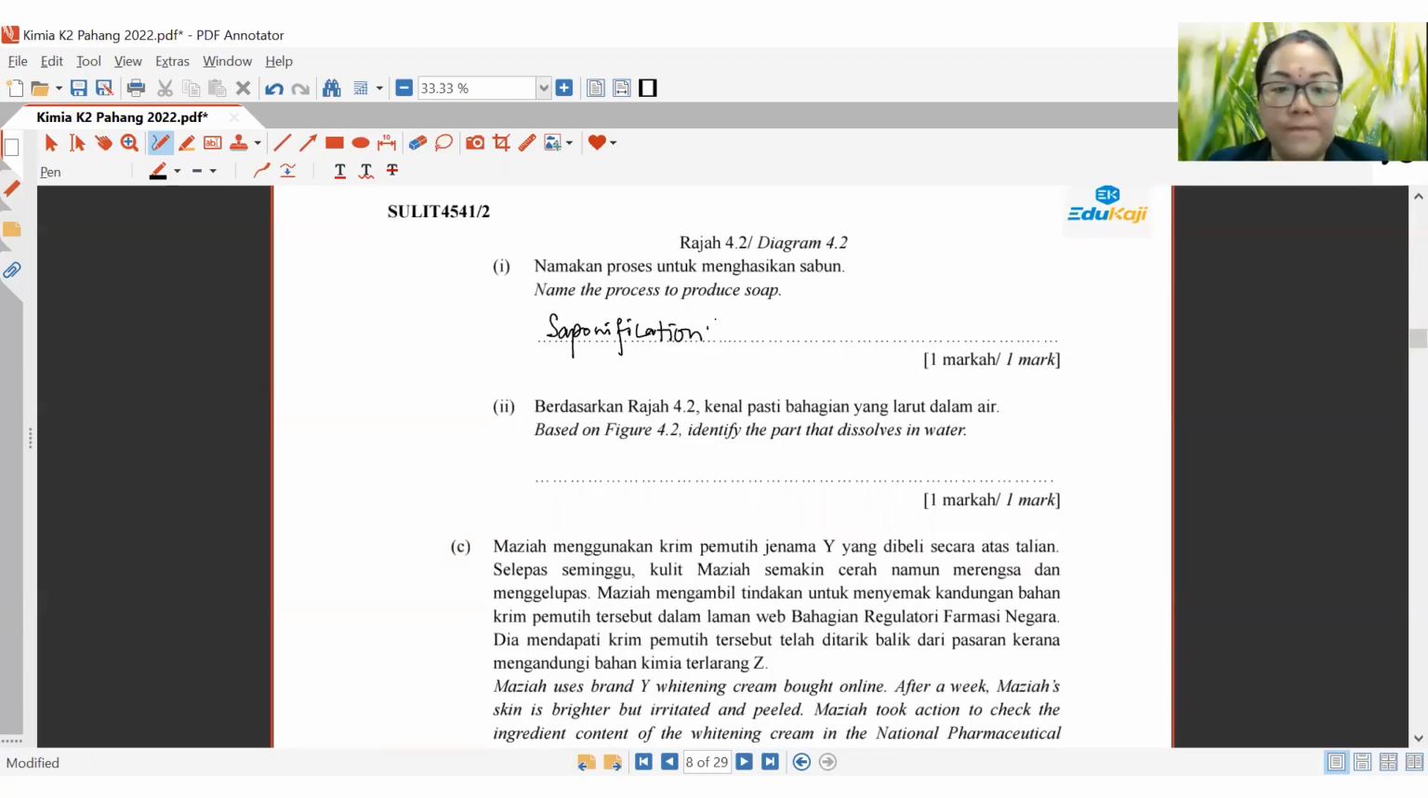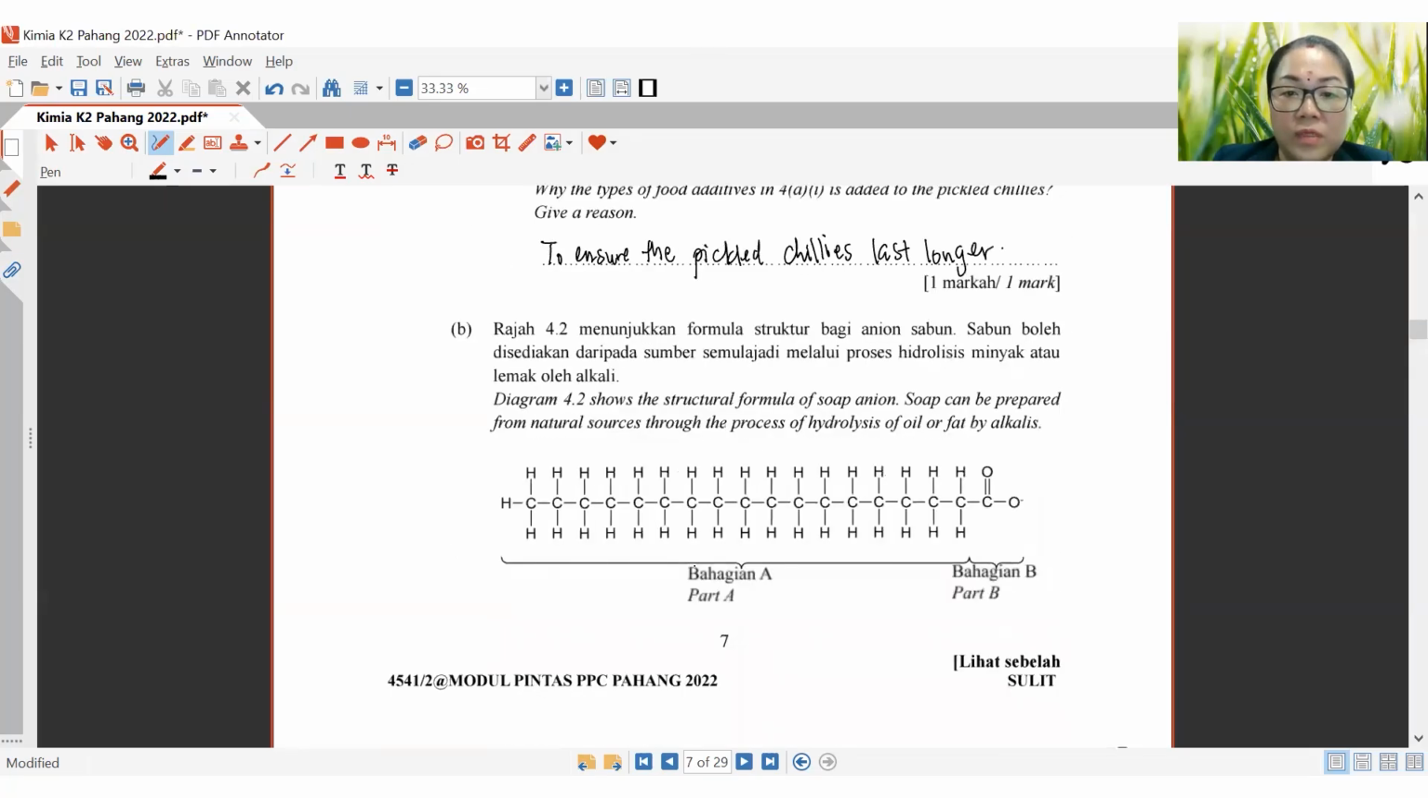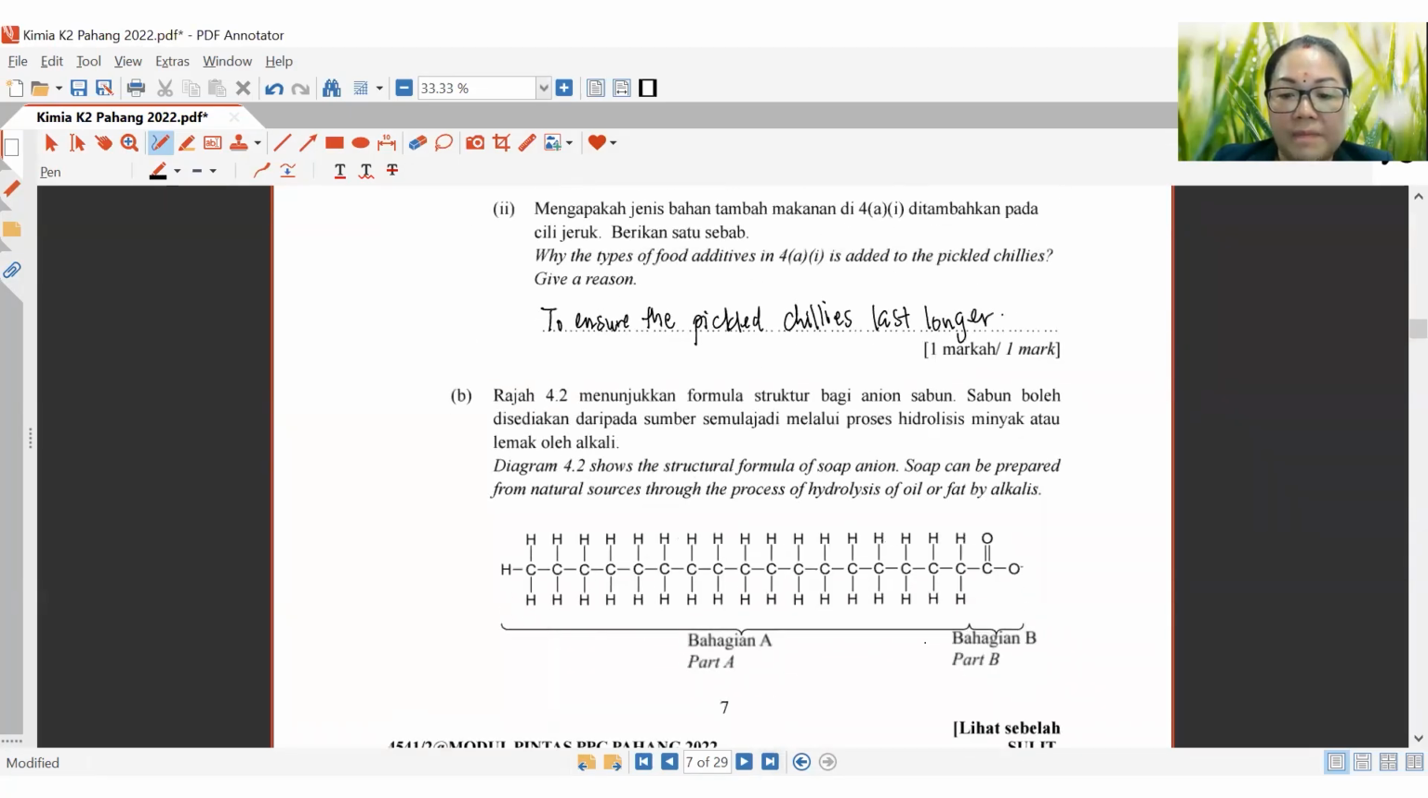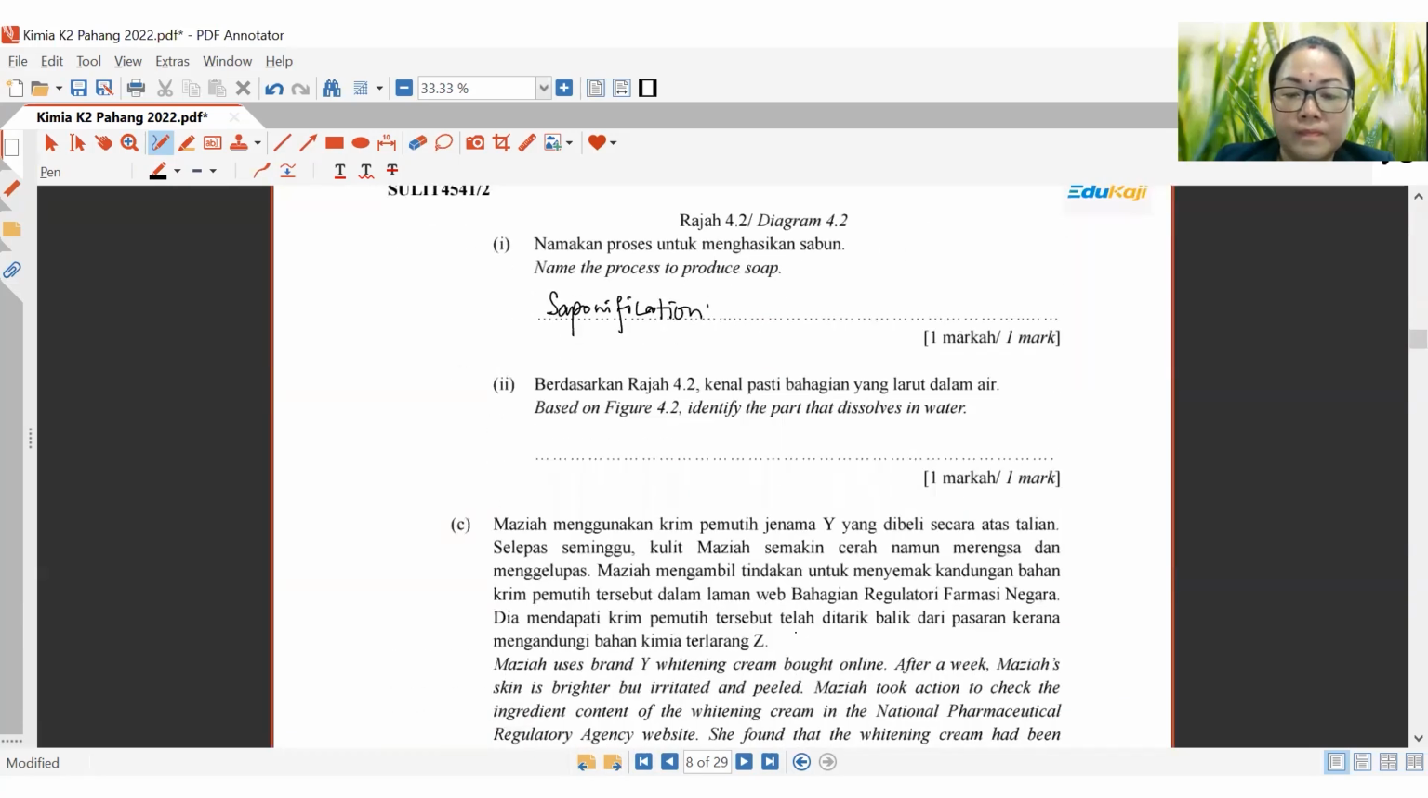Very straightforward, okay? Now, based on figure 4.2, identify the part that dissolves in water. So you have to identify which part dissolves in water. You have part A and part B here. So part B will be the one that actually dissolves in water, okay? Part B. And part A will be the one that actually dissolves in fats or the grease.